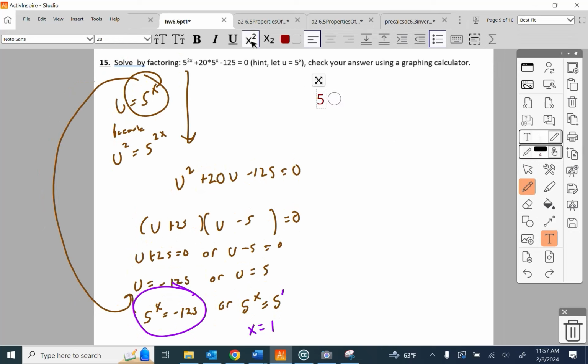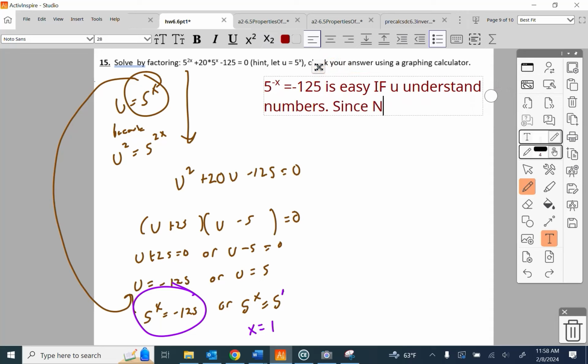Five to the negative x is equal to negative 125 is easy if you understand numbers. And since none of you do, show the work. All right? You got to show the work.